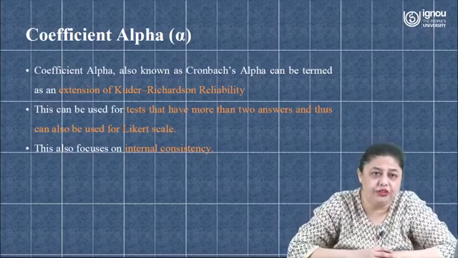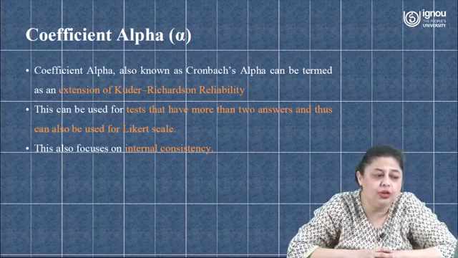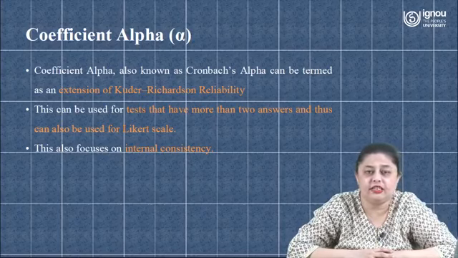There is also coefficient alpha, which is in a way an extension of Kuder-Richardson reliability. Again, it mainly focuses on internal consistency, and it is used for tests that have more than 2 answers, and thus can also be used for a Likert scale, that is, a 5-point scale.